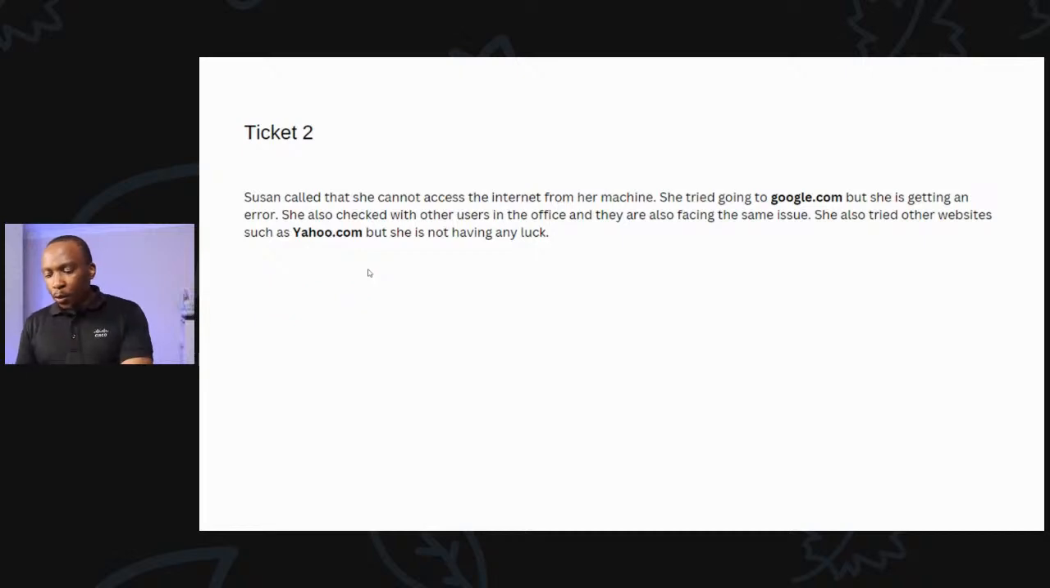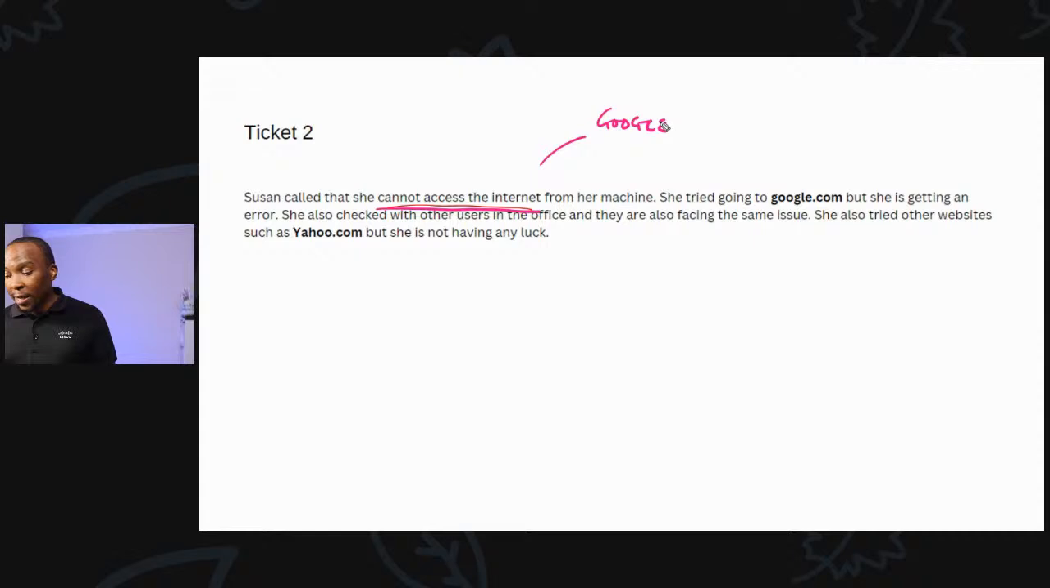Right, ticket number 2. Susan has called to say that she cannot access the internet. In our case, the Google server is what we are calling the internet. She can't access the internet from her machine. She tried to go to google.com, but she's getting an error. She also checked with other users in the office, and they're facing the same issue.